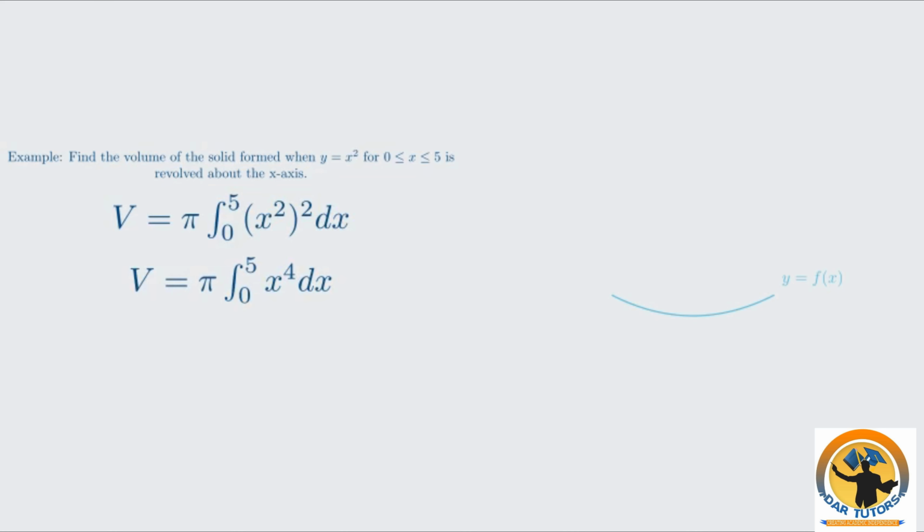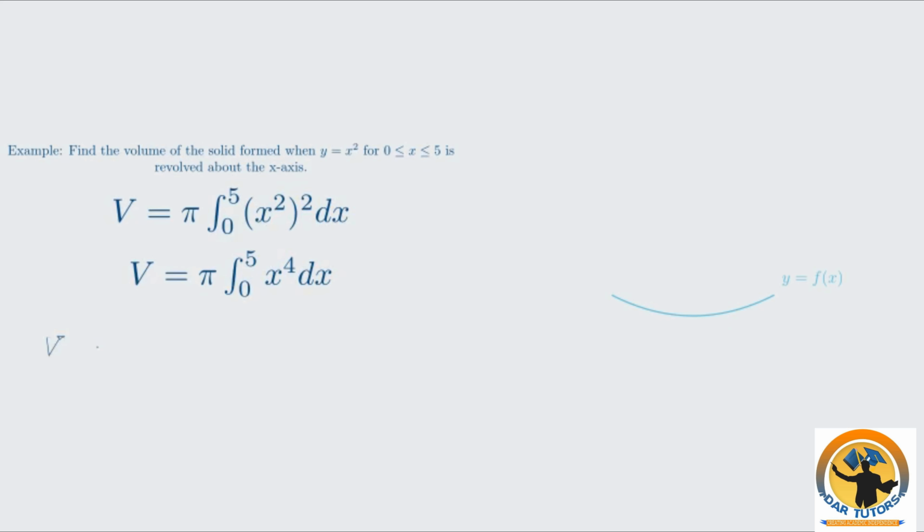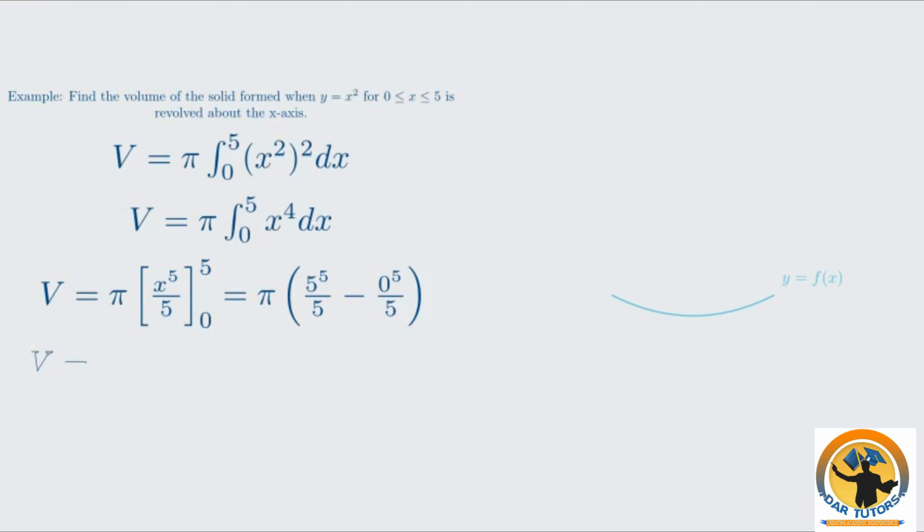Now we find the antiderivative of x to the fourth, which is x to the fifth over 5. We evaluate this from 0 to 5. Plugging in the bounds, we get pi times 5 to the fifth over 5 minus 0 to the fifth over 5. 5 to the fifth over 5 is 5 to the fourth, which is 625. So the volume is 625 pi cubic units. We have now successfully used the disk method to find the volume of a solid of revolution about the x-axis.